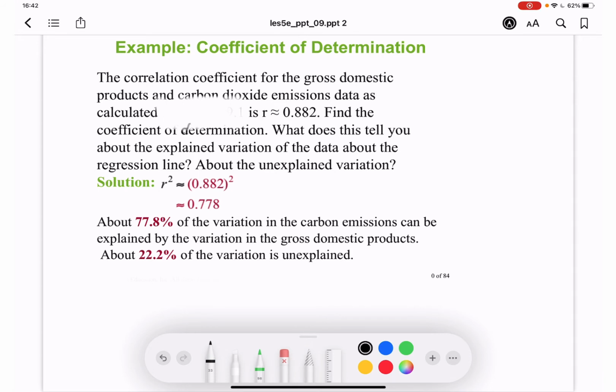Coefficient of determination is going to be R squared. You take the correlation coefficient and square it, and you are getting the coefficient of determination. So you square, you get 0.778, which means 77.8% of variation in the carbon emission can be explained by variation in the gross domestic product, because it's explained. Coefficient of determination is explained variation over total, right? That's why we use can be explained, because this is explained variation we are going to use. Okay.